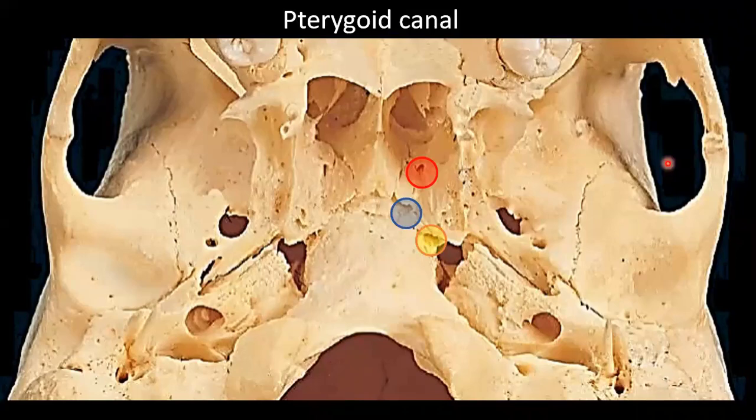The nerve of the pterygoid canal, which is the combination of greater petrosal and deep petrosal. Deep petrosal, not lesser petrosal. It is greater petrosal and deep petrosal.